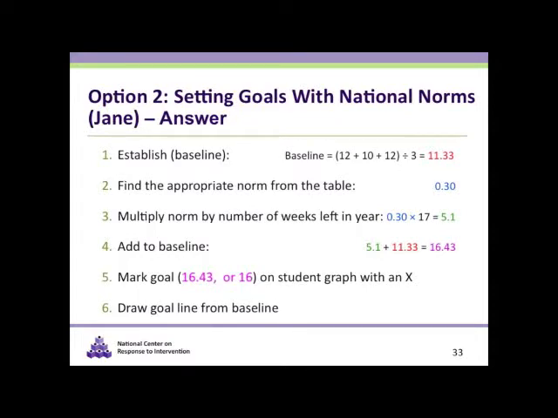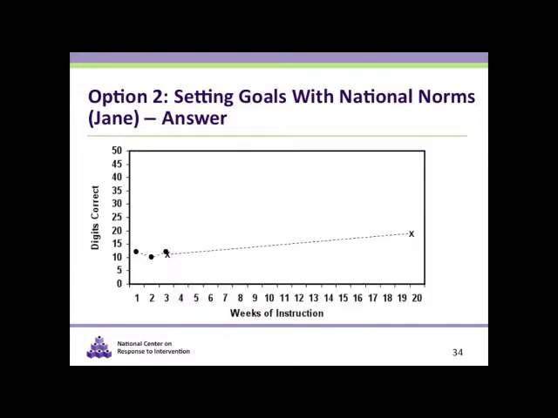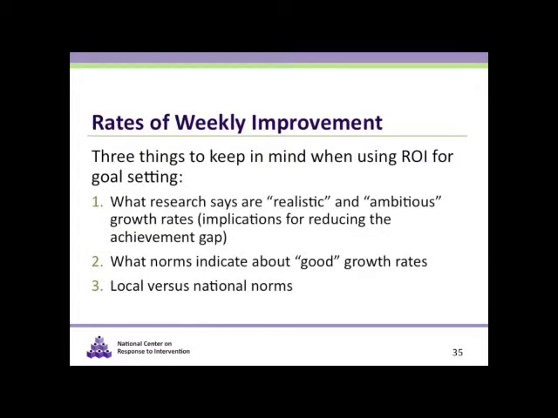Remember, the average is used to calculate the baseline in this example, as it is dealing with CBM computation, and the data was collected over 3 different points in time. This is Jane's graph, where 16.43 is marked with an X. The goal line should start at the end of the baseline data collection and extend to the X that demonstrates the end-of-year benchmark.